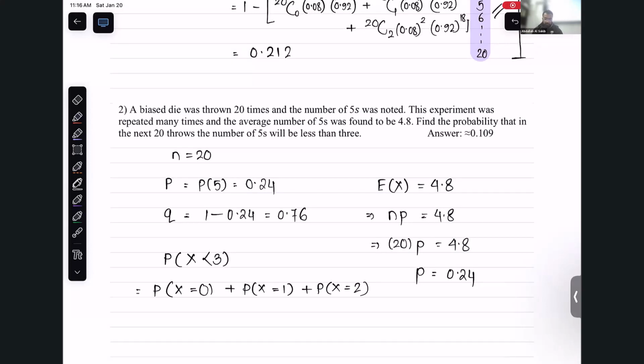So what's the value? What's the answer? Can you tell me the answer? Sorry, I didn't finish solving. Okay. Where are you? So have you got 0.109? So let's say I'm writing 0.109. Clear? Is it okay?